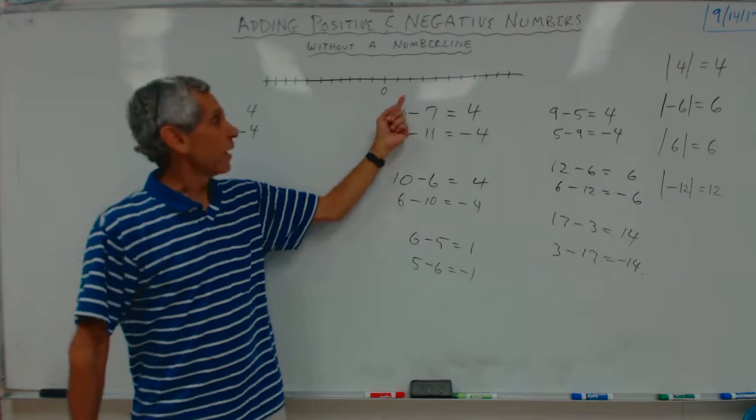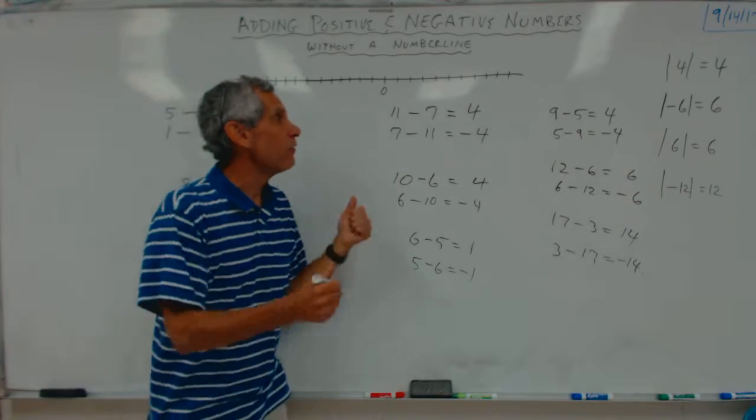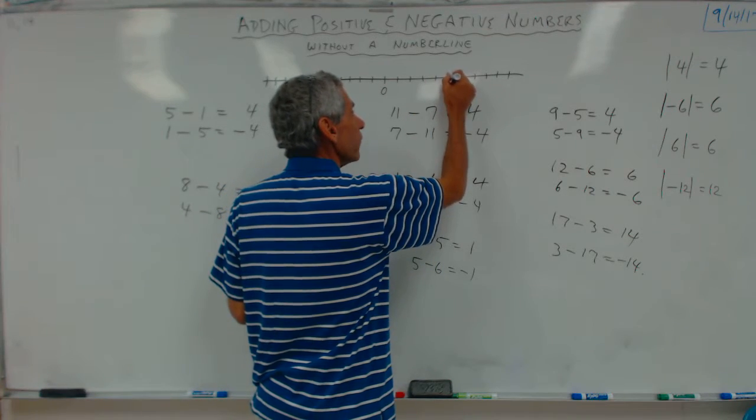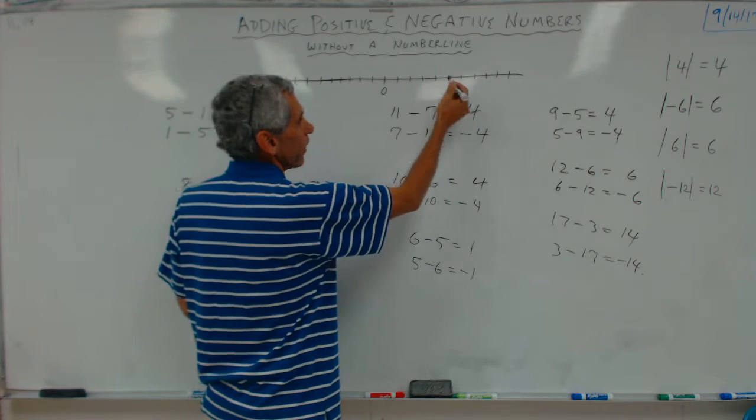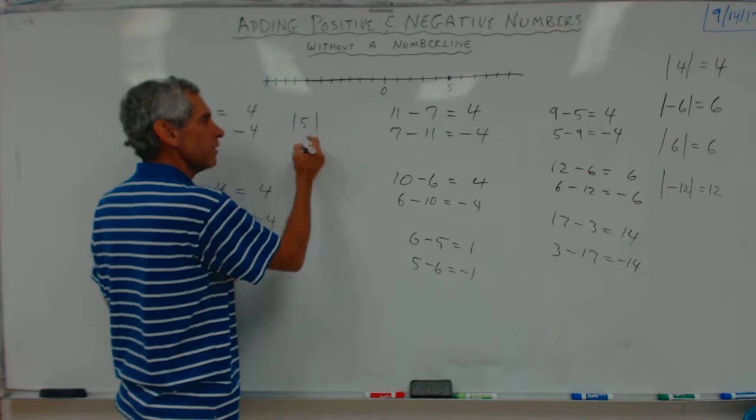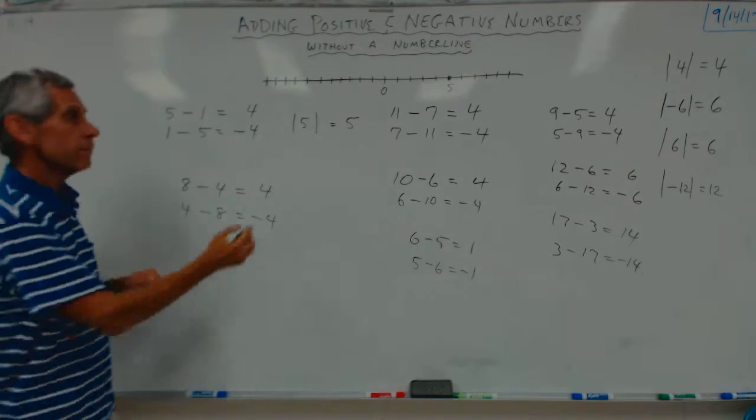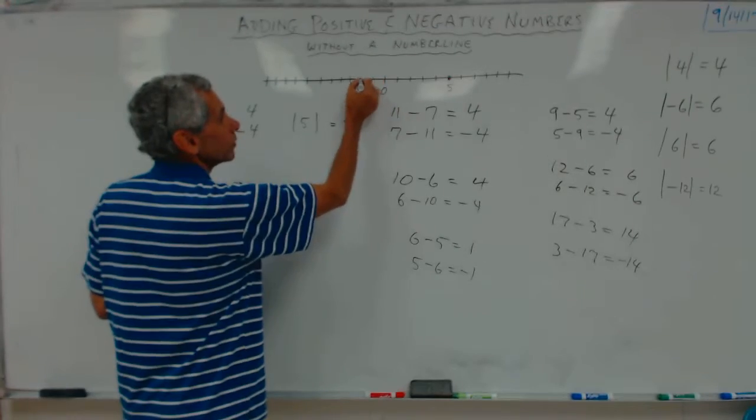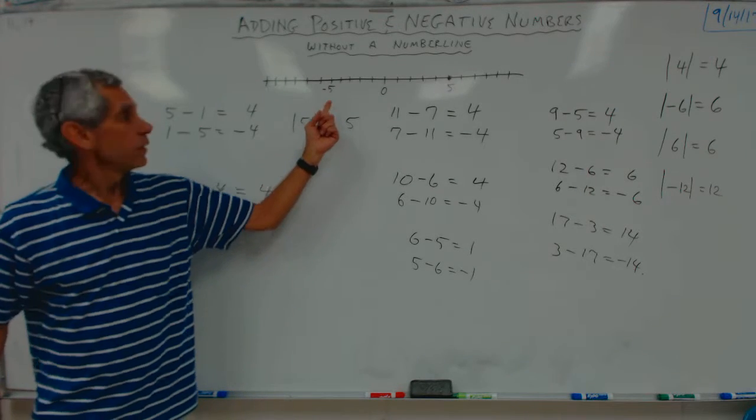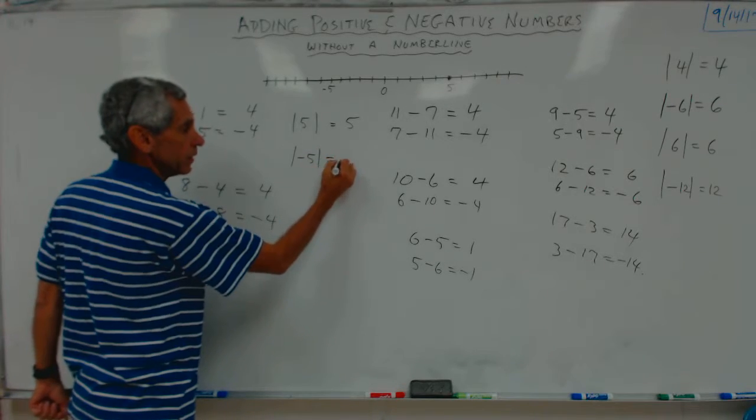Do you agree with me? We have positive numbers, 0, negative numbers. But how far is 5 away from 0? It's 1, 2, 3, 4, 5 spaces. So the absolute value of positive 5, how far 5 is away from 0, is 5. What about negative 5 though? How far is negative 5 away from 0? It's 1, 2, 3, 4, 5 spaces. So the absolute value of negative 5 is 5 as well.